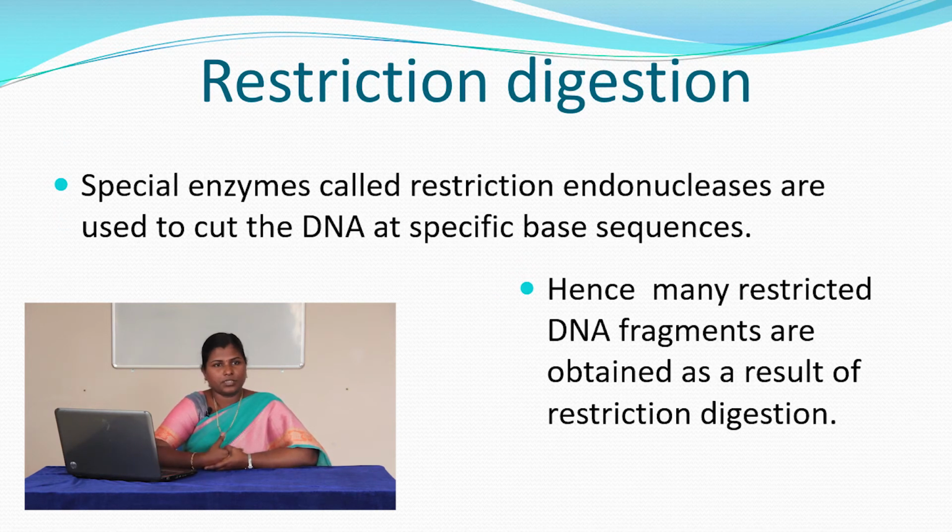The second process is restriction digestion. There are special enzymes called restriction endonucleases which are used to cut the DNA at specific base sequences. Hence, many restricted DNA fragments are obtained as a result of restriction digestion.